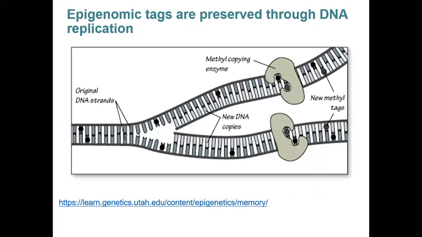As DNA is replicated, the placement of methyl groups stays the same on the new DNA strand as on the original DNA strand. Using the original DNA strand as a template, special enzymes called methyl copying enzymes attach methyl tags to the new DNA strand so that they're identical to the original DNA molecule.